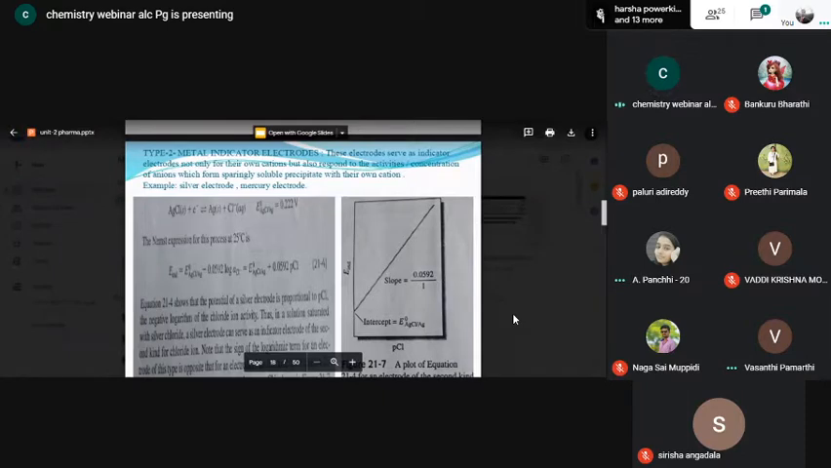As you keep on adding solution from the burette into the AgNO3 solution taken in the beaker, what are you able to observe? You are able to observe a decrease in the concentration of silver ions and an increase in the chloride ions. Is it clear? As you go on continuing like that, a stage will be reached when the Ag plus ion concentration will become very less or almost zero, and the concentration of chloride ions will increase.